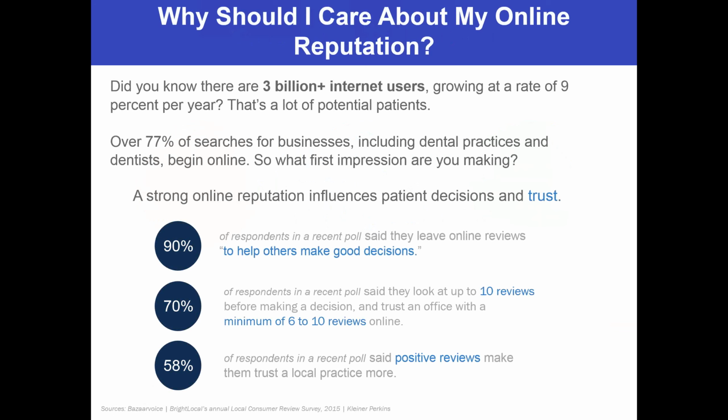The one that I really want to point out is that 70% of respondents in a recent poll said they look at up to 10 reviews online before making a decision as to what practice they want to go to, and they trust an office with a minimum of 6 to 10 reviews online. We'll talk a little bit later about how we can make sure that you guys have those reviews online, but a really important stat to keep note of.